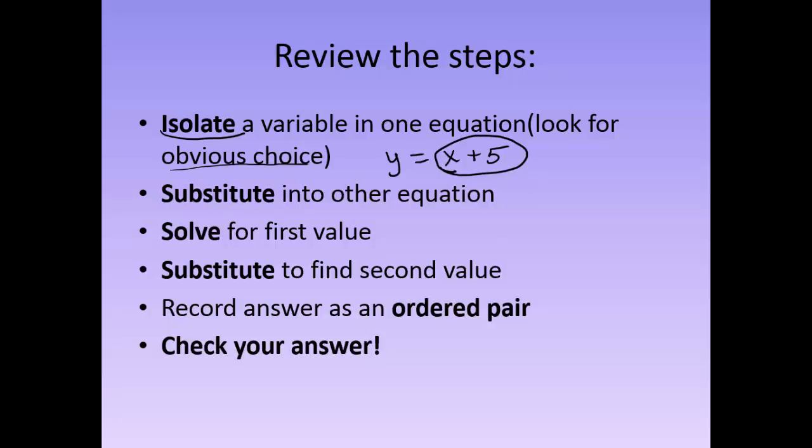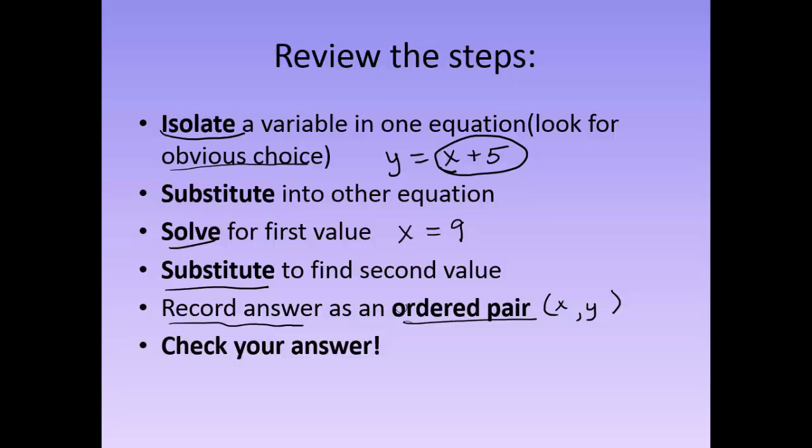Okay, that's step 2. Now you're going to have an equation that is all one variable, and you can solve for it. Once you've got that value, like x equals 9, substitute that value into an equation to find the second value. Go ahead and record your answer always as an ordered pair. We want to see this. That reminds us that what we're solving for is the point of intersection.